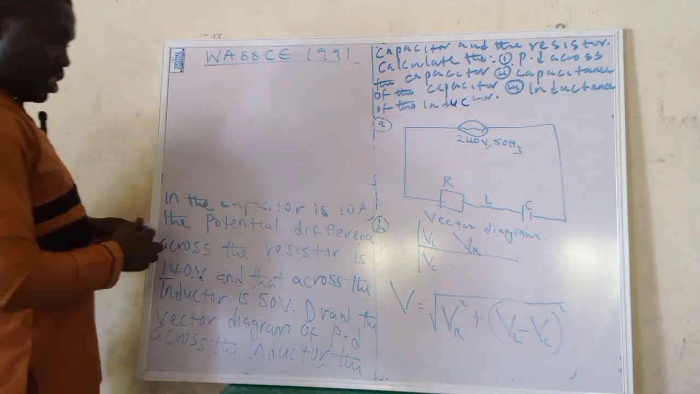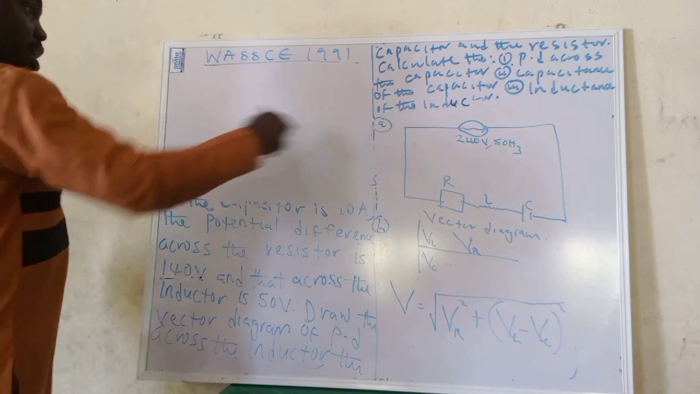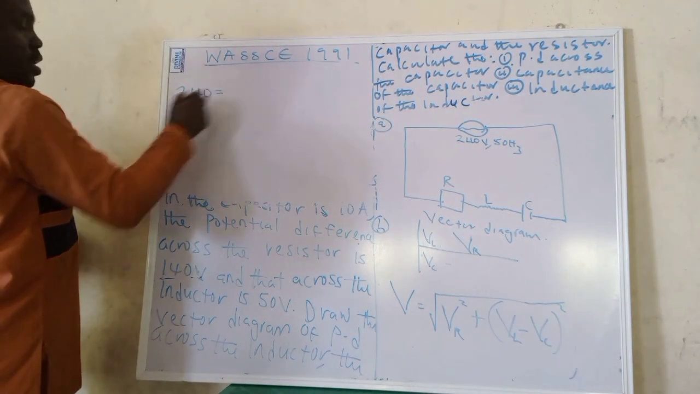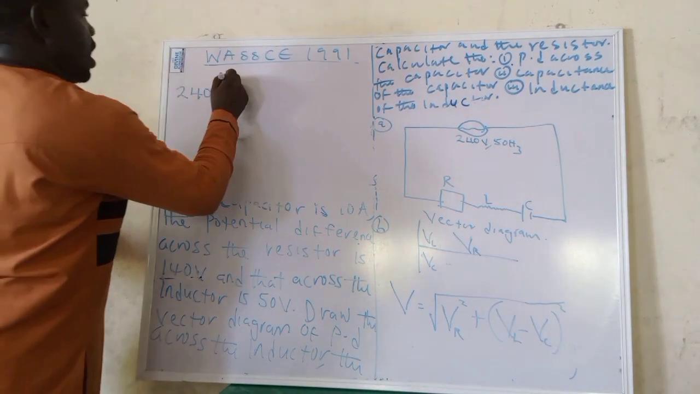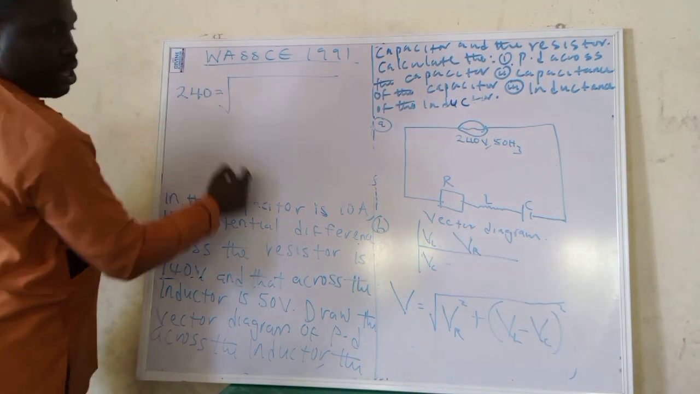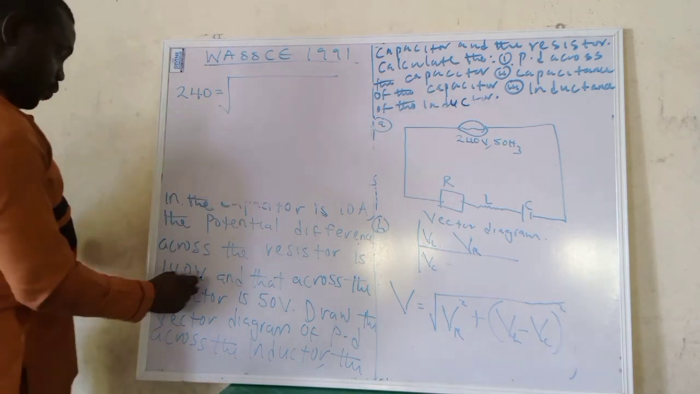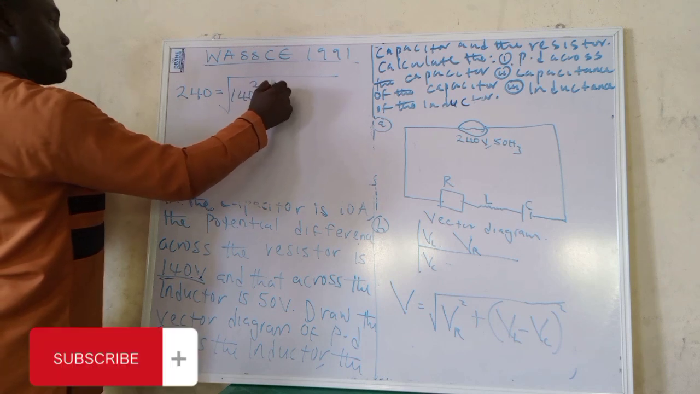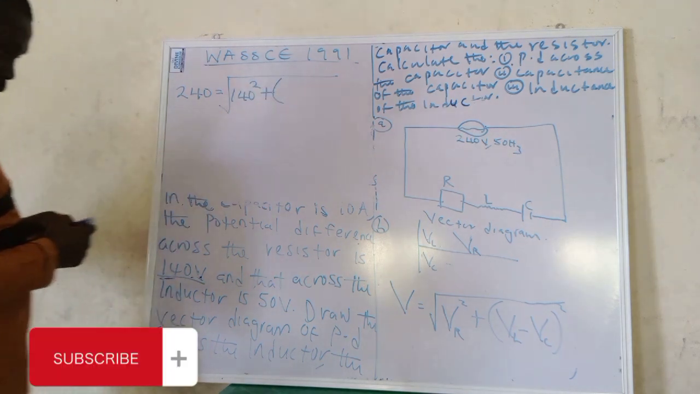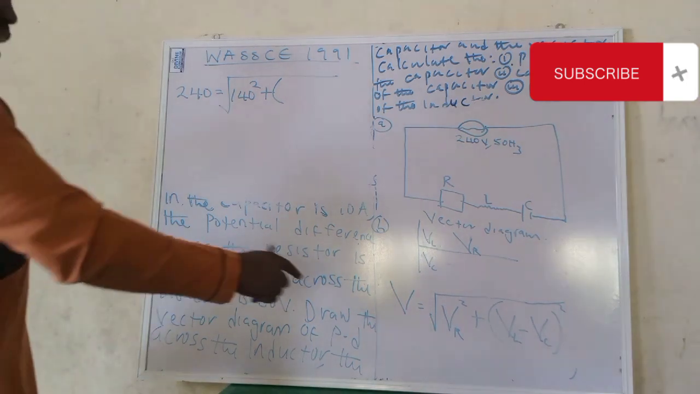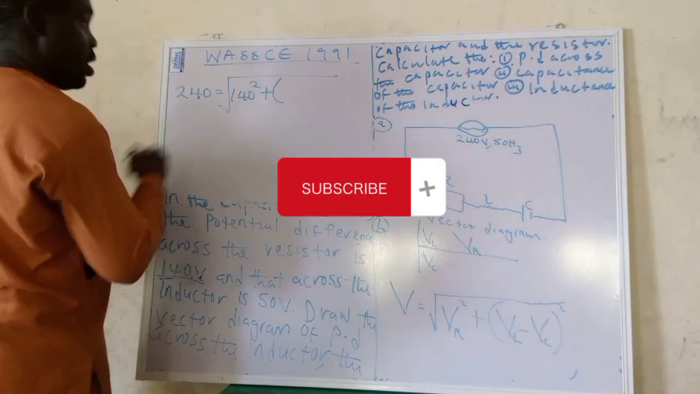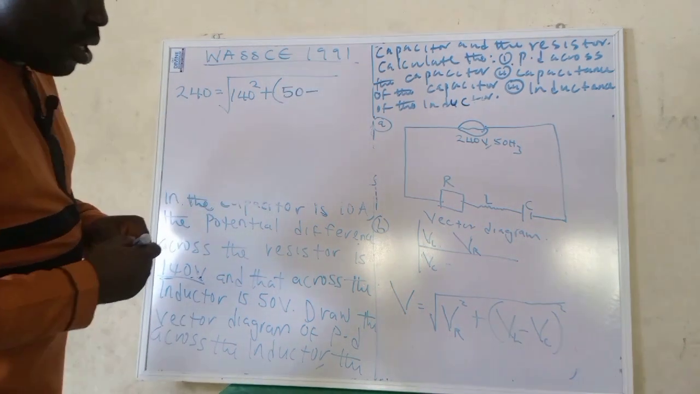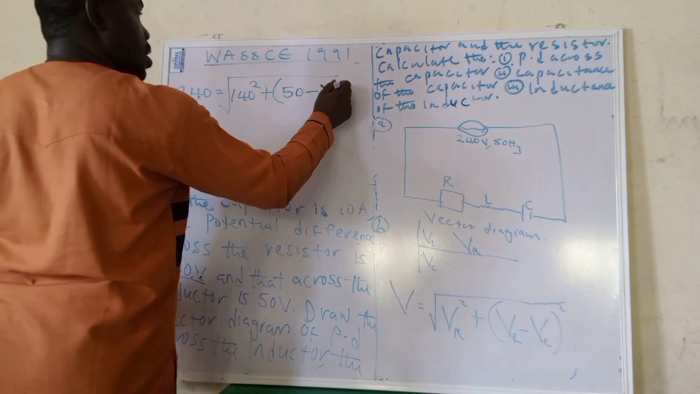Now, let's compute the value. Our V, is it given? That's the source. What value is that? So we have 240 there, and our VR is 140, is given to us. And then we have VL is 50. VC, is it given to us? Okay.